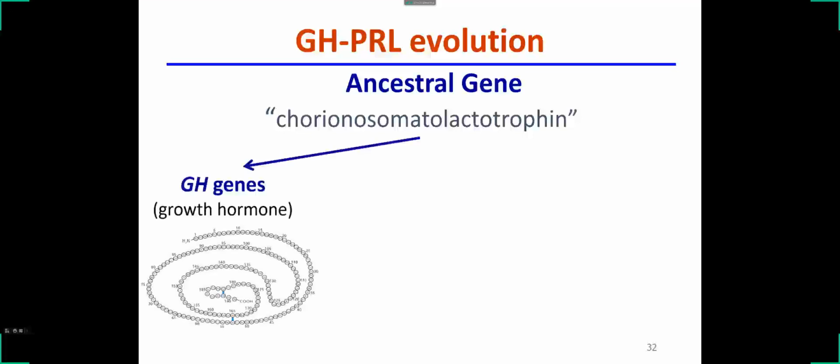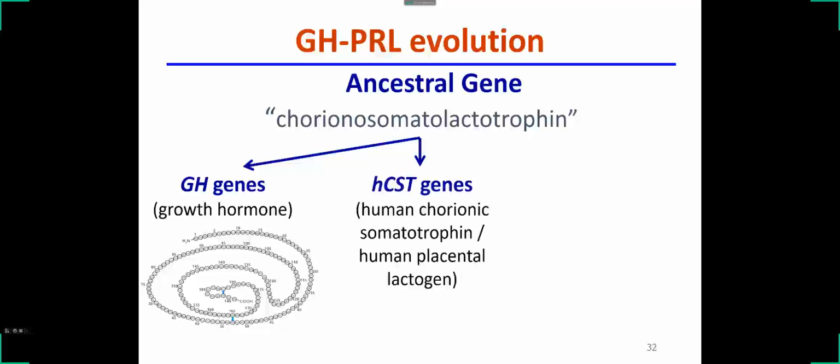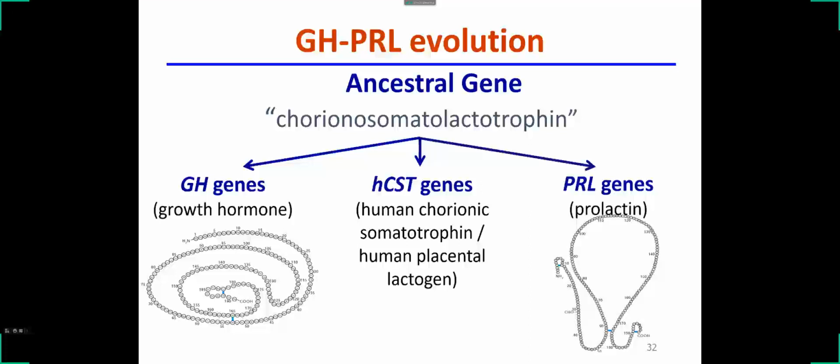And then just visually, the ancestral gene for GH and prolactin is originally what's called the somatolactotropin gene. This led to a rise of growth hormone genes, and growth hormone is quite large. From the same ancestral gene it also led to the chorionic somatotropins or human placental lactogens, and then eventually you also get prolactin, all again from the same gene.